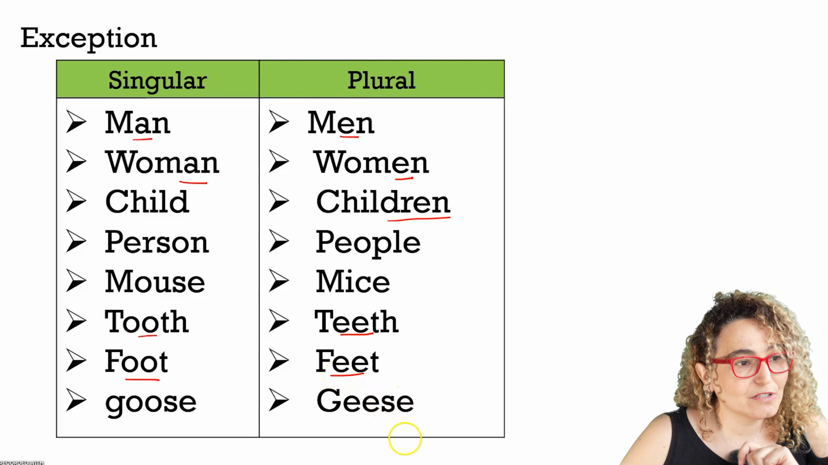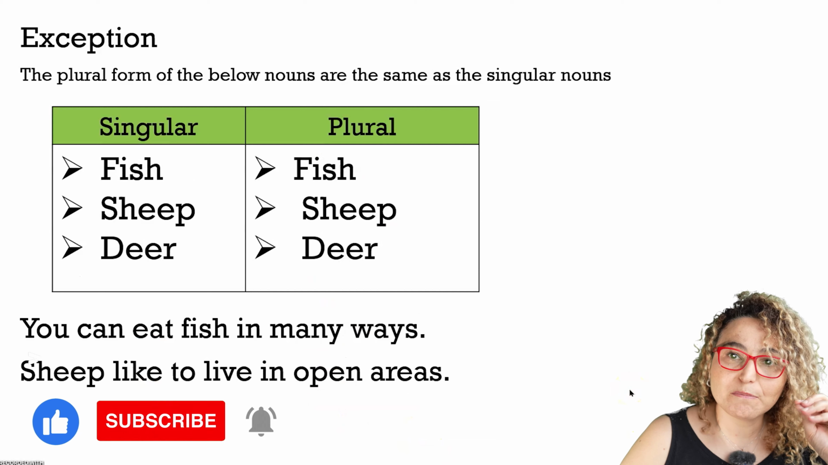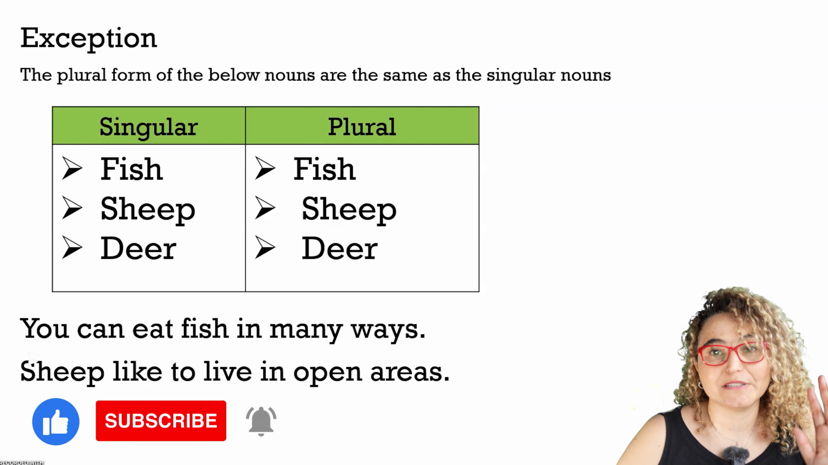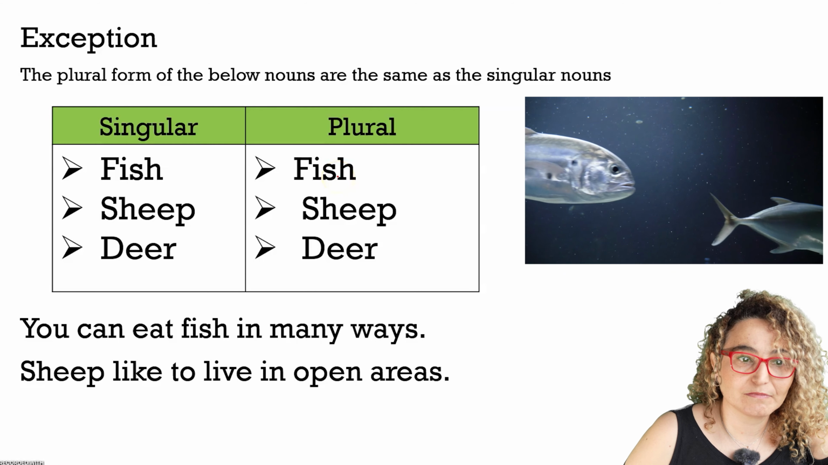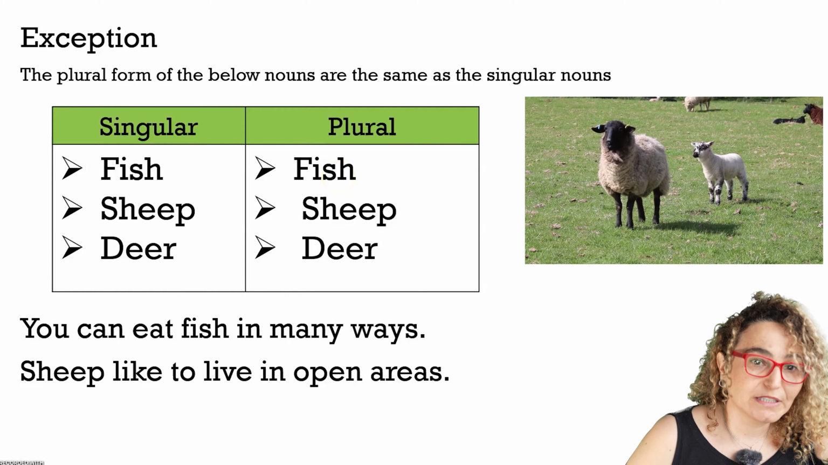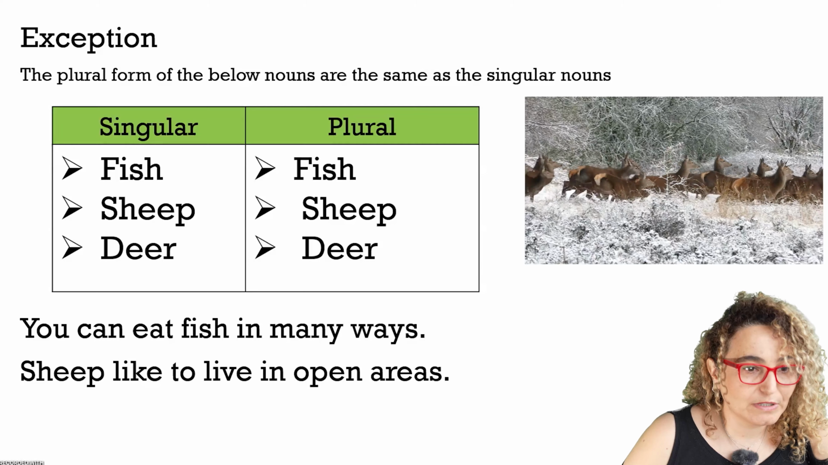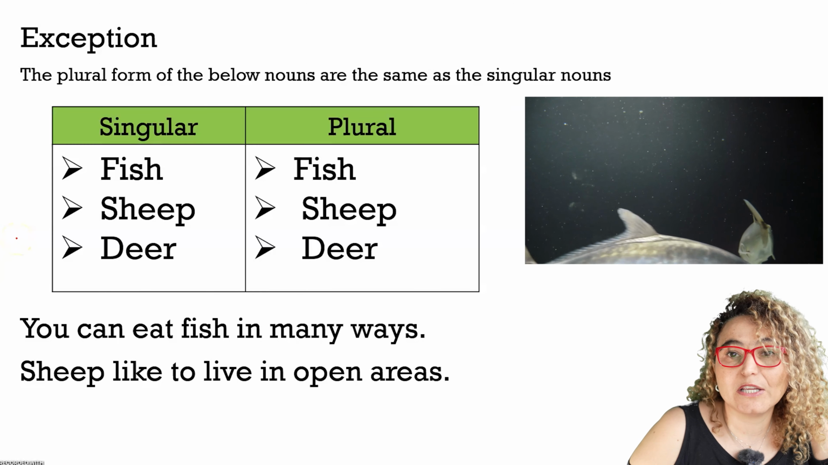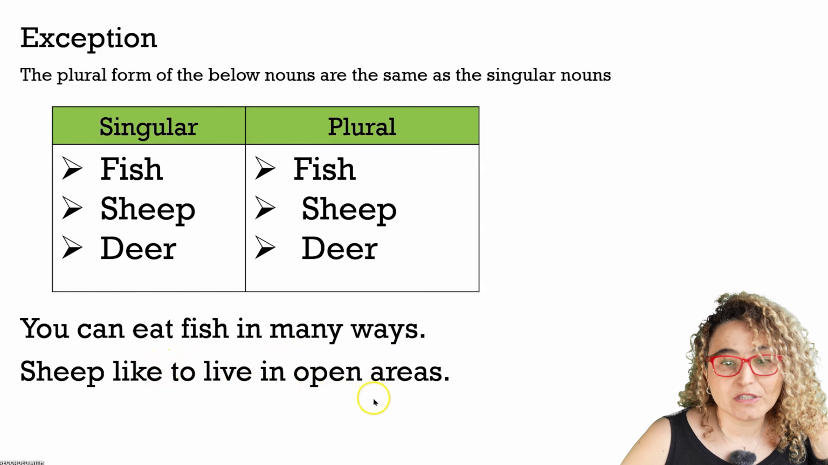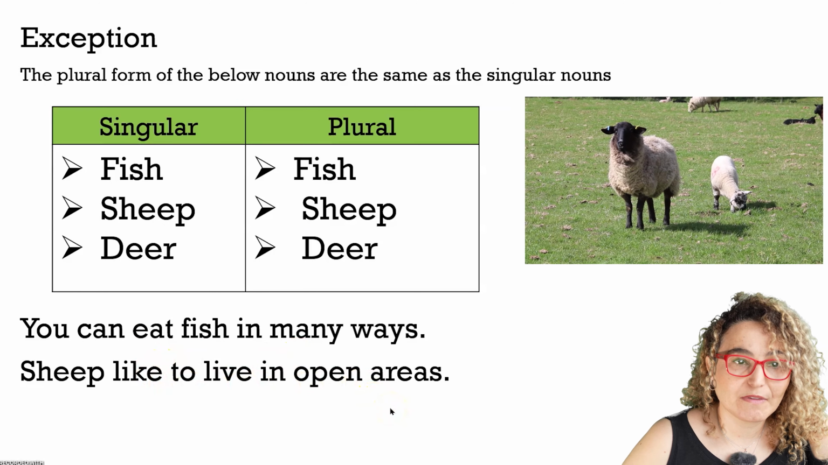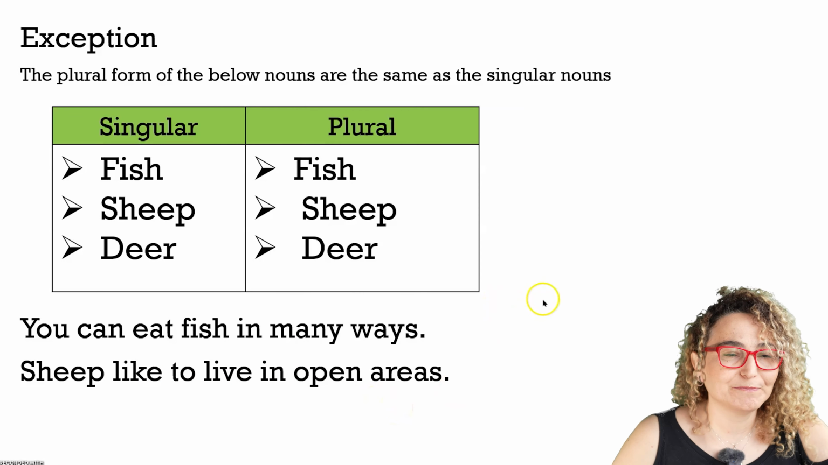Alright, there are also other words in English. The plural form of them is the same as the singular. For example, fish, singular, fish, plural. Sheep, sheep, deer, deer. They don't change. For example, you can eat fish in many ways. Sheep like to live in open areas. Like I said, there's always exceptions when it comes to rules in English.